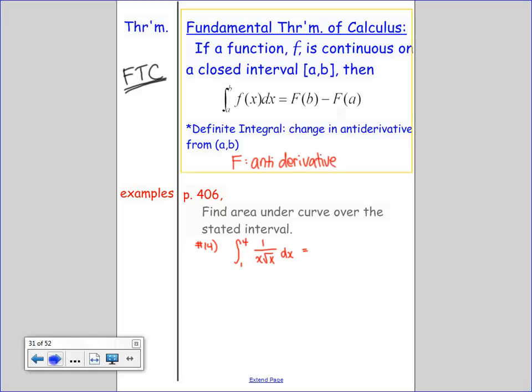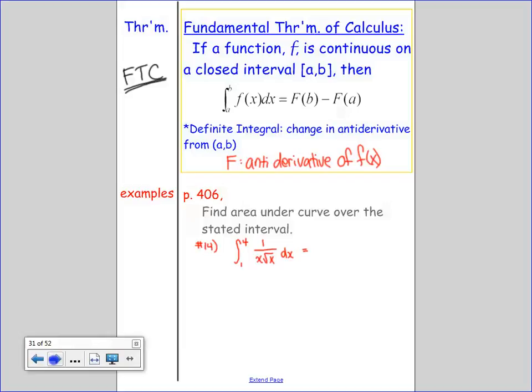Antiderivative of the integrand f of x. Just in case you need the reminder: if a function f is continuous on, that's an on, not an or, on a closed interval a to b, then I can make the following conclusion. To find the integral from a to b, now is my start.